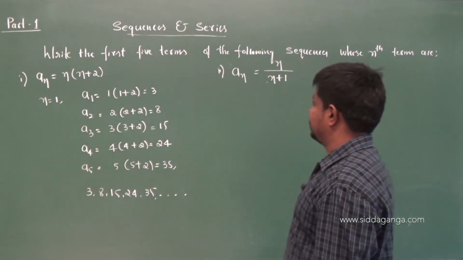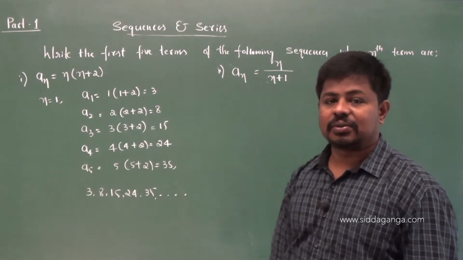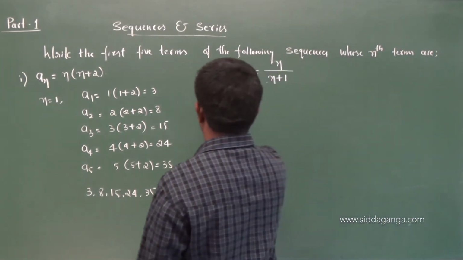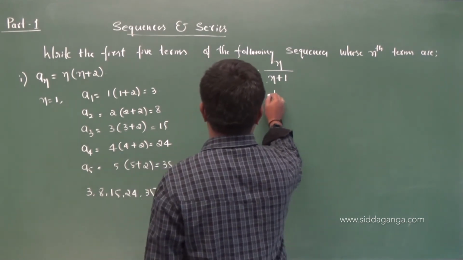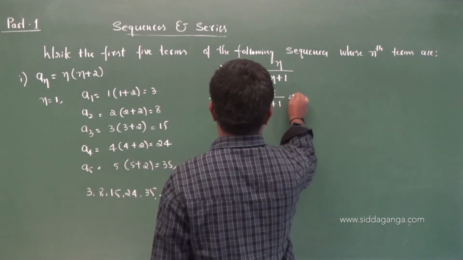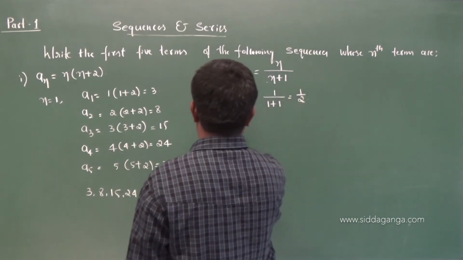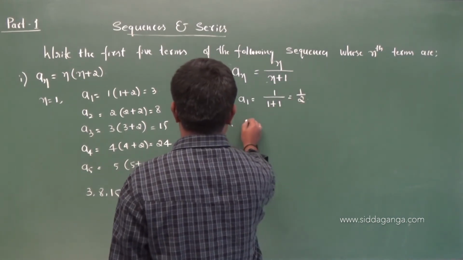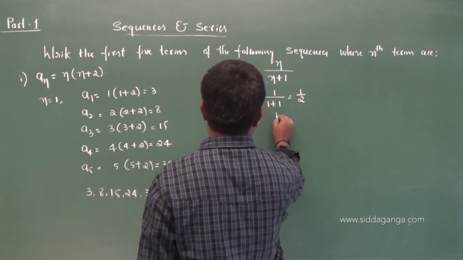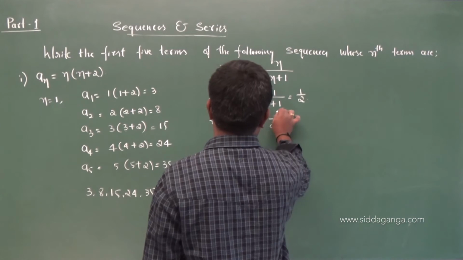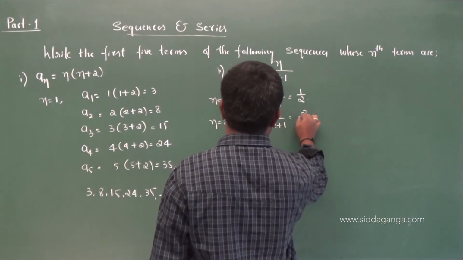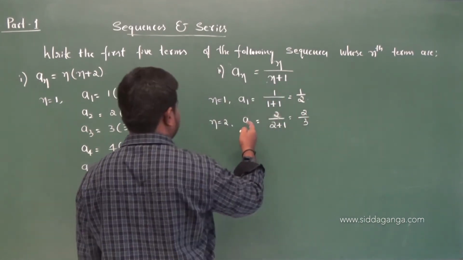We have just discussed this. The nth term is n by n plus 1, where n is a natural number. When n is 1, the first term a1 is equal to 1 by 1 plus 1, that is 1 by 2. When n is 2, a2 is given by 2 by 2 plus 1, that is 2 by 3. In place of n, substitute 2 here.